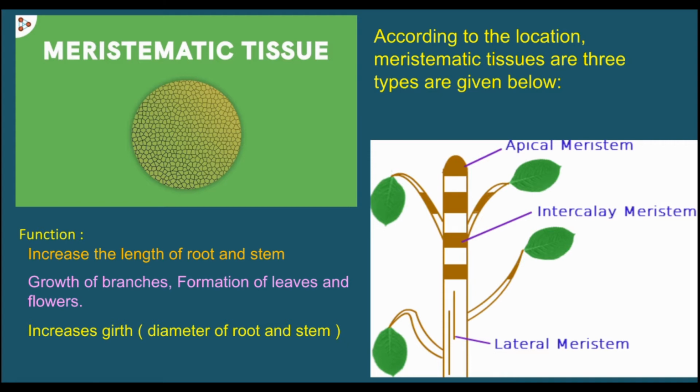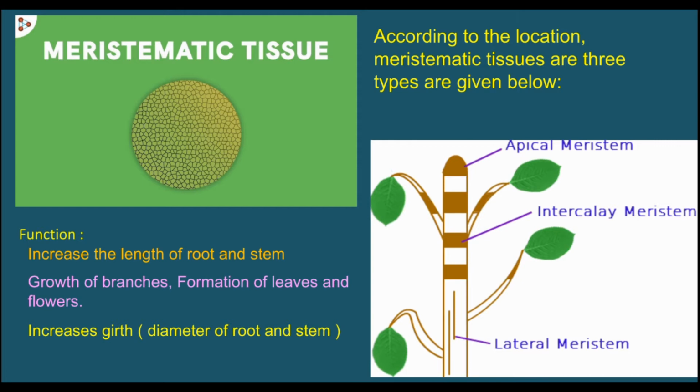Cells of meristematic tissue contain thick cytoplasm, a conspicuous nucleus, and a thin cell wall and are compactly packed together. Vacuoles are usually absent in these cells. To bring about plant growth is the main function of meristematic tissue. According to the location, meristematic tissue is of three types. They are apical meristem, intercalary meristem and lateral meristem.